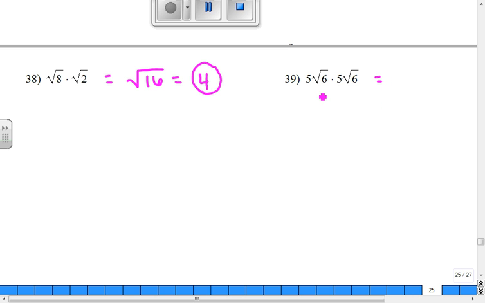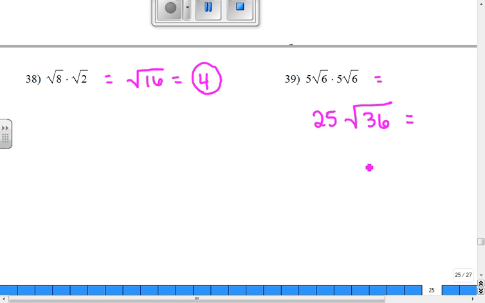Okay, over here we have coefficients. So we're going to multiply the coefficients. 5 times 5 is 25. Then we have a square root. Inside the square root, we're going to multiply the two numbers that are inside the square root. We have 6 times 6, which is 36.